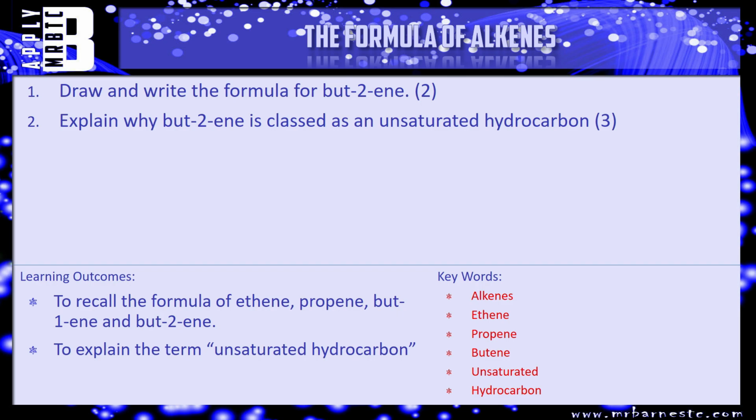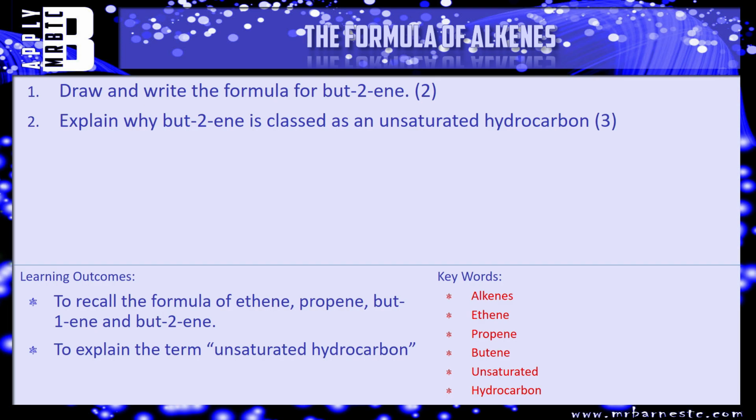Right, let's see how much you've picked up. So I've got two questions, which is draw and write the formula for butene. So remember, monkeys eat plastic bananas. How many carbon atoms do you have? It's an alkene because you've got that ene at the end. Where do you put your double bond? That's where the 2 comes in. So have a go at that one.